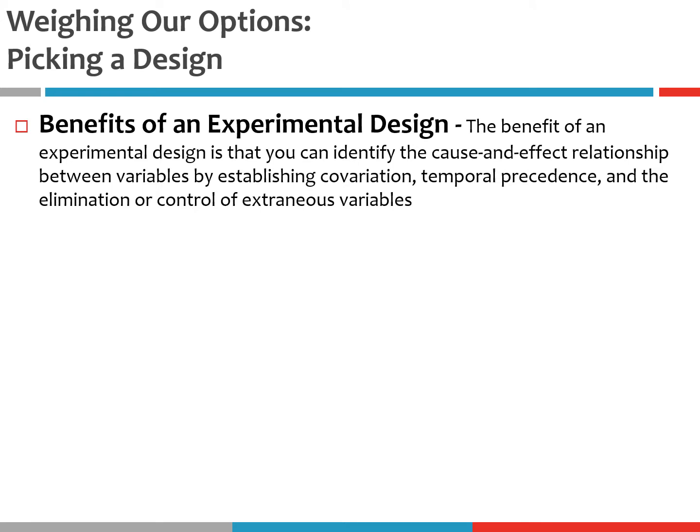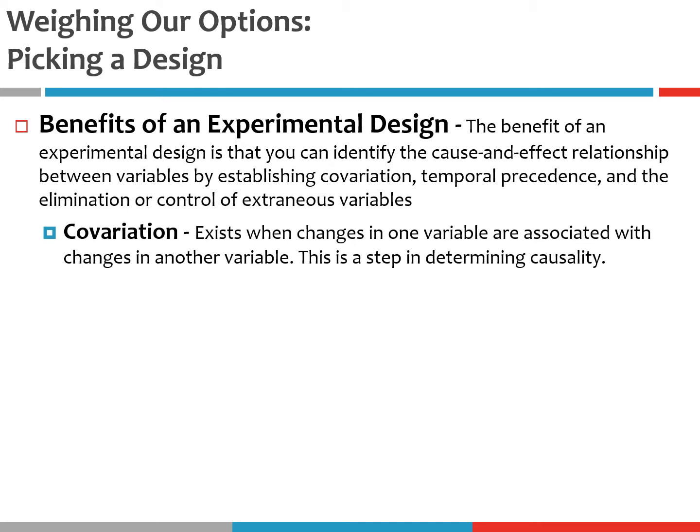The other benefit of doing an experimental design, besides drawing cause and effect conclusions, is that you control for the extraneous variables, or the variables that you're not controlling for that can influence the results of your study. So that's very important. And you establish something called temporal precedence. So you establish what comes first and what leads to what comes after. So that's the cause and effect part.